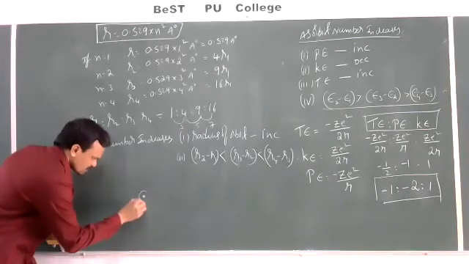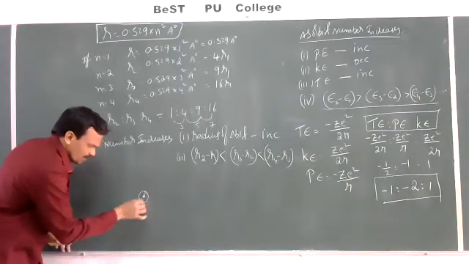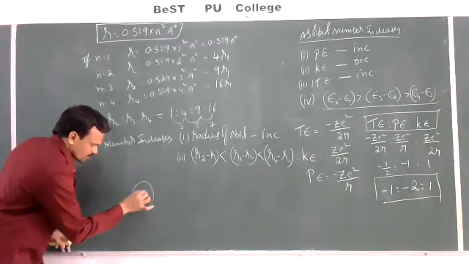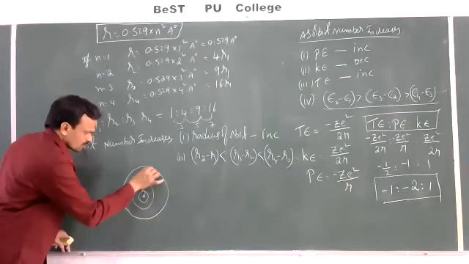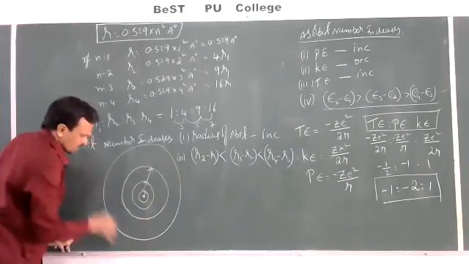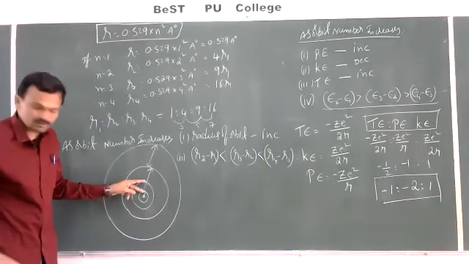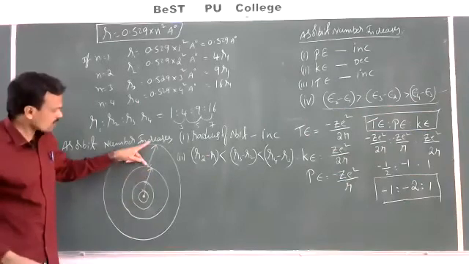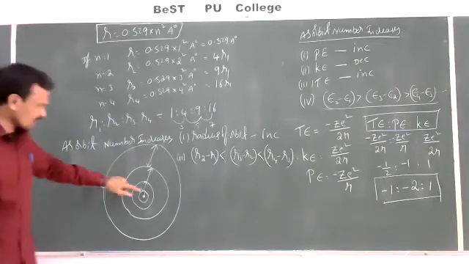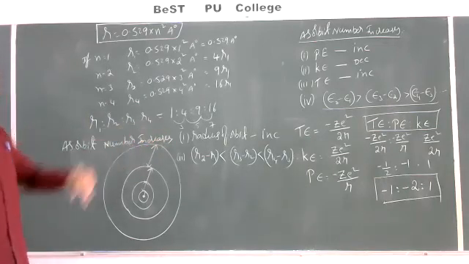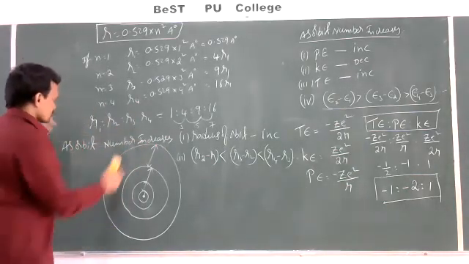This is the nucleus. This is the first orbit. Then compared to the first orbit, the second orbit radius should be more. Then compared to the second one, the third should be more. Then compared to the third, the fourth should be more. See here, R2 minus R1, R3 minus R2, R4 minus R3. So as the orbit number increases, the radius of the orbit increases. At the same time, the difference between the radii of the orbits also increases. This is one more condition.